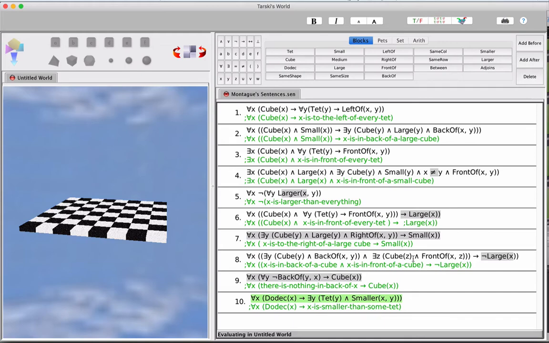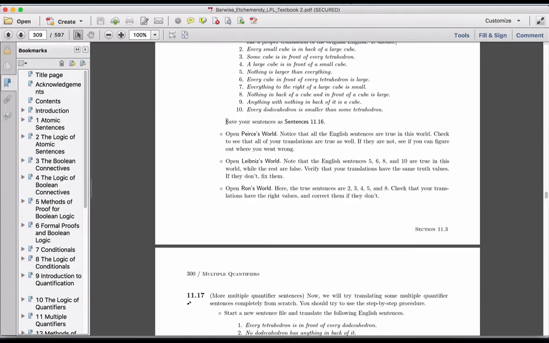All right, our next project is to open up the various worlds and test our sentences against them. So let's do that. Remember, as always, save your work as instructed, save it in a place that's easy to find, and make sure you save it correctly so that when you submit the file, Grade Grinder doesn't wonder what you're giving it.